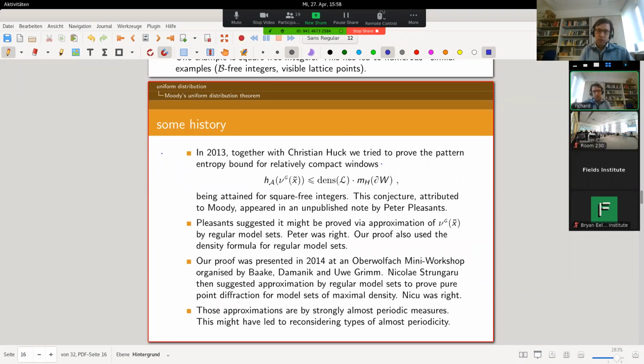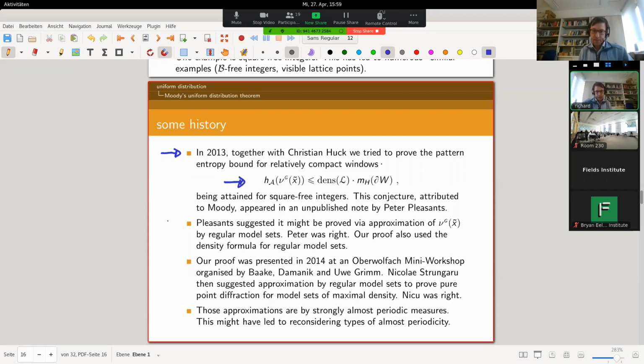Okay, so a bit of history about this result. Maybe it starts in 2013. Together with Christian Huck, we tried to prove an entropy bound for relatively compact windows, not necessarily measurable. And of course, we know that this is being attained for square free integers. And this conjecture actually appeared in an unpublished note by Peter Pleasants, who sadly died before, and it was attributed to Moody.